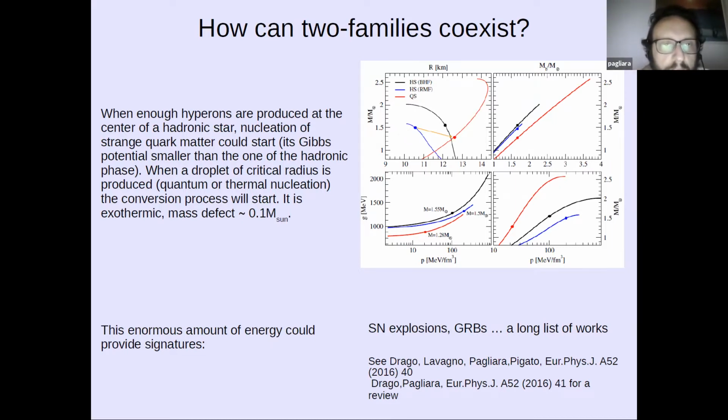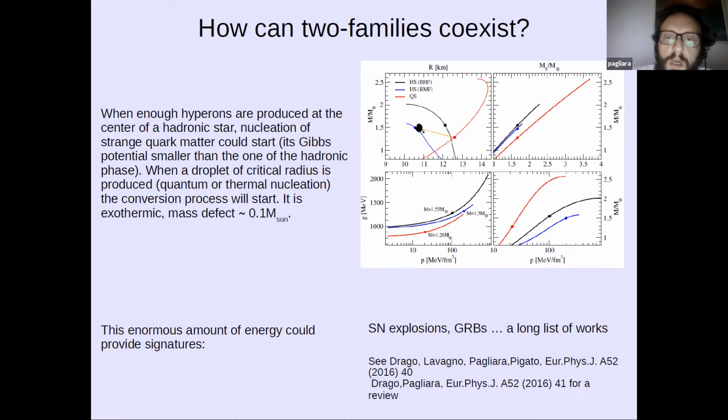So let me explain how two families can coexist. The thing is that strange quark matter is absolutely stable. When strange quark matter is absolutely stable, of course, this is a minimum of the energy. But in order to form this kind of matter, you need a lot of strangeness. And the way you can fulfill this requirement is to have enough hyperons in the core of a hadronic star. Once you have enough hyperons, you can make nucleation, or you can describe the process as due to nucleation, for instance, and jump from a hadronic star configuration into a quark star configuration at fixed baryonic mass.